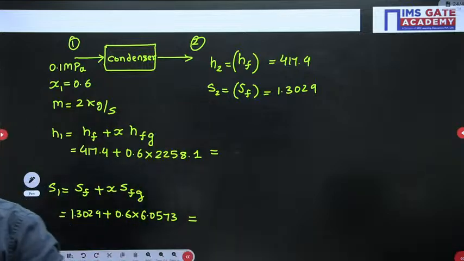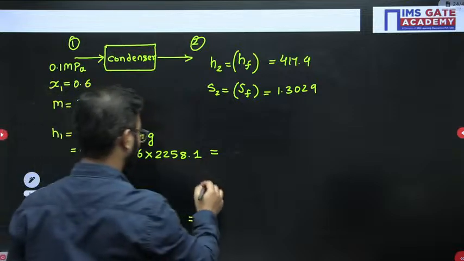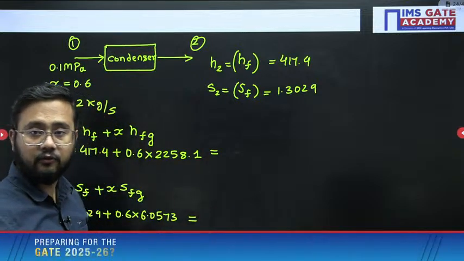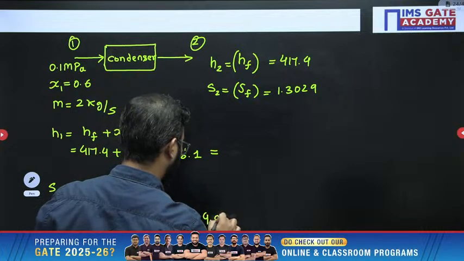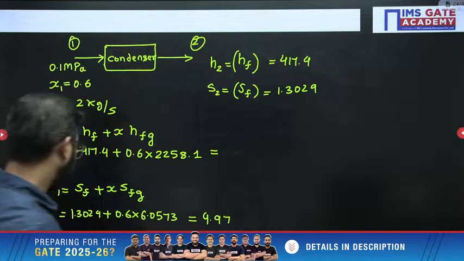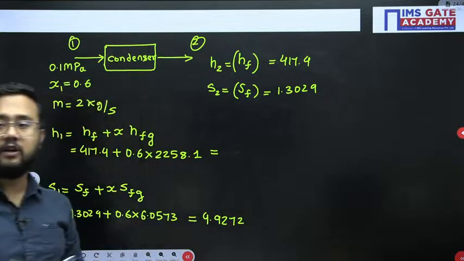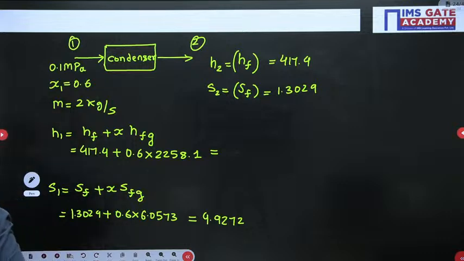H1 value, what is the H1 value? So entropy you have mentioned as 4.9272. 4.9272, and what about the enthalpy value? Please tell me that one also.